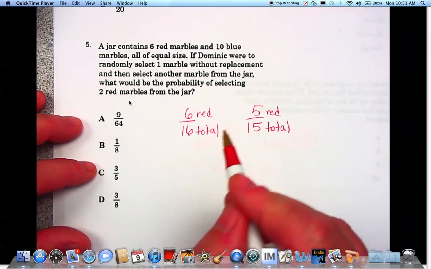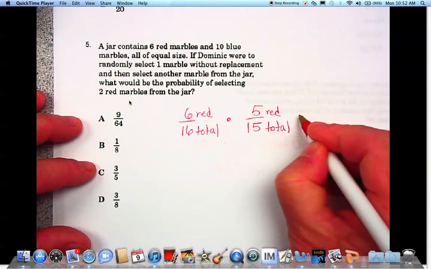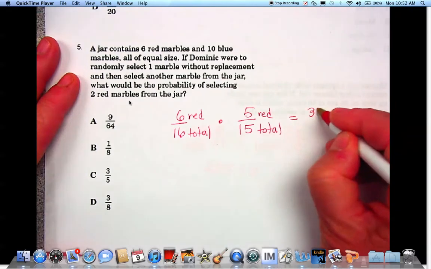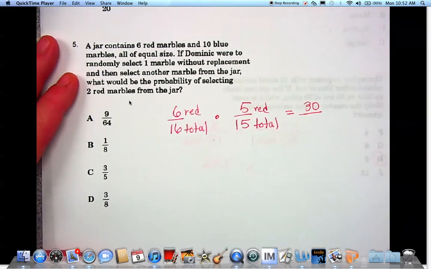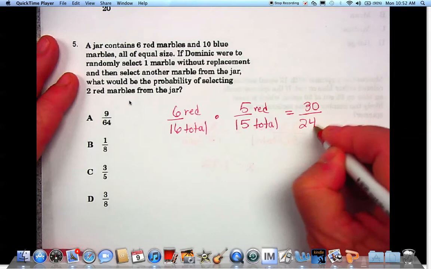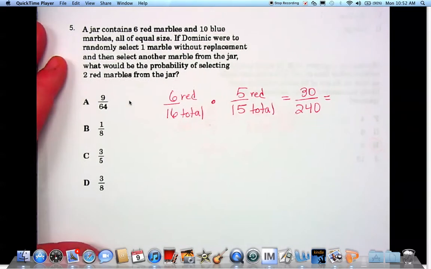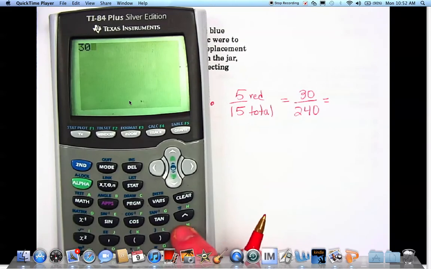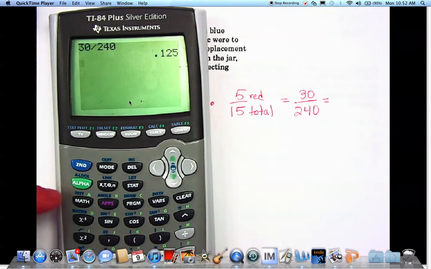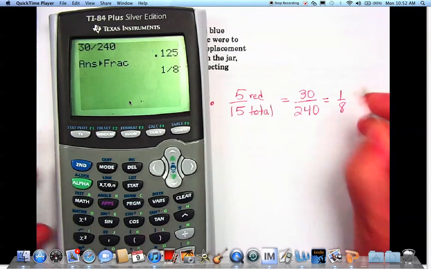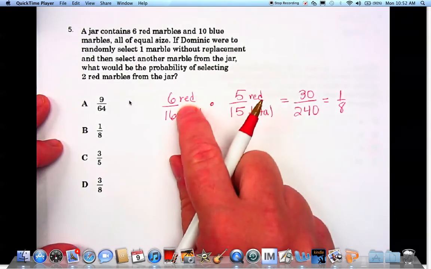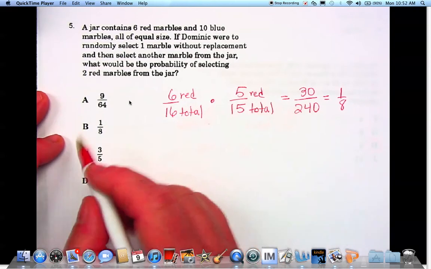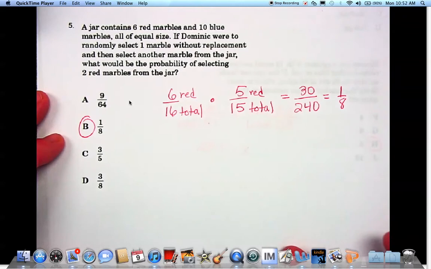So what do you do with these 2 fractions? Multiply them. Okay. 30 over 240. 6 times 5 is 30. 16 times 15, 240. Okay. Then reduce it. 1/8. Yep. 30 will go into 240 8 times, won't it? Okay. Or you can just put in 6/16 times 5/15 in your calculator. Get it that way. Okay. Questions?